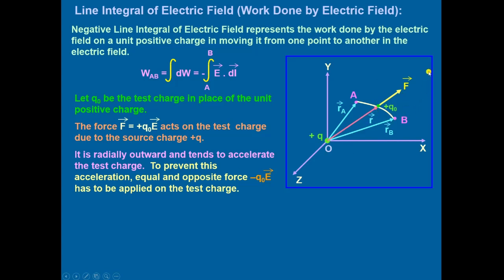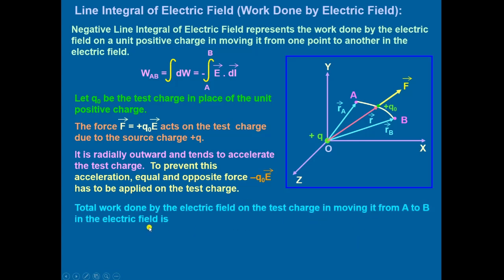To prevent this acceleration, an opposite force minus q naught E has to be applied on the test charge. And the total work done by electric field on the test charge in moving from A to B in the electric field, that is given by W_AB, integration of this small work done, line integral of electric field between A and B, that is equal to q naught divided by 4 pi epsilon naught into 1 upon r_B minus 1 upon r_A.